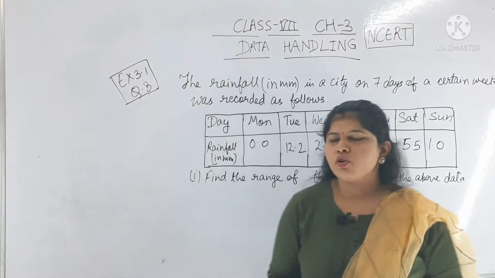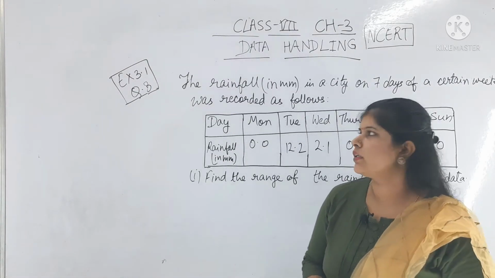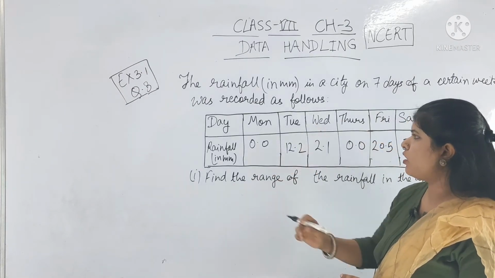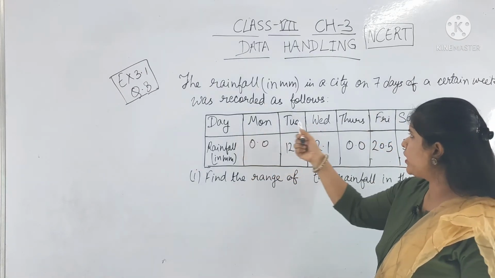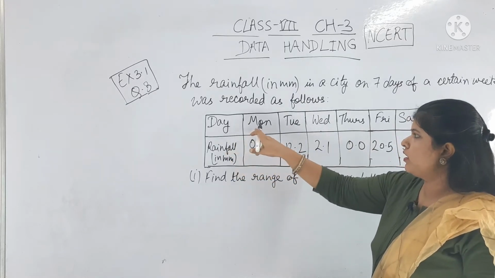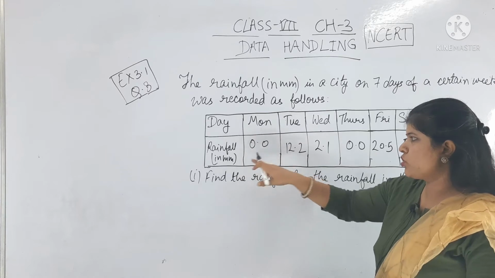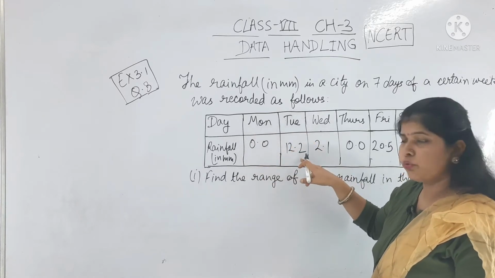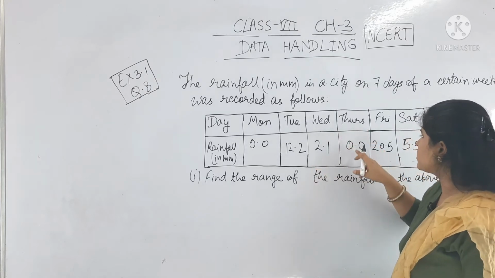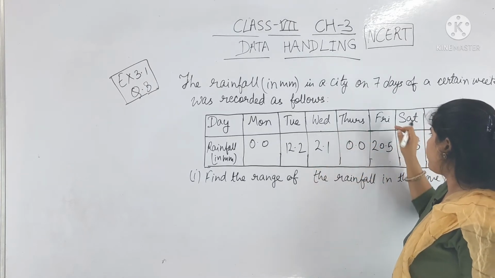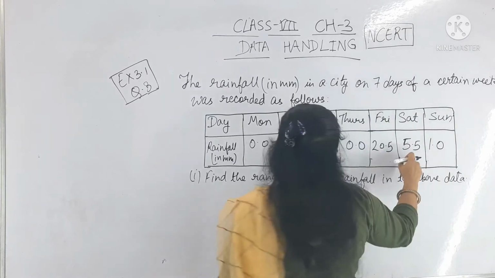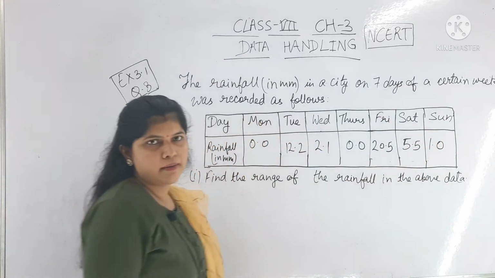Okay students, let's solve question number 8 here. Some data is given here for the rainfall. Here it is given the days, Monday, Tuesday, Wednesday, up to Sunday, the days of the week. On Monday the rainfall is 0.0 mm, on Tuesday 12.2 mm, on Wednesday 2.1 mm, on Thursday 0.0 mm, Friday 20.5 mm, Saturday 5.5 mm, Sunday 1.0 mm.